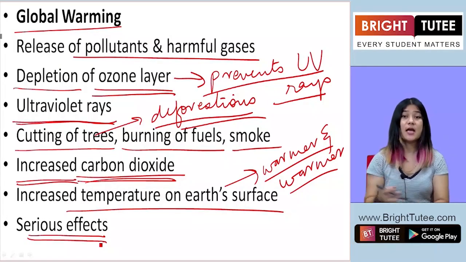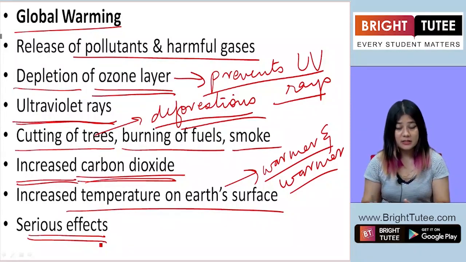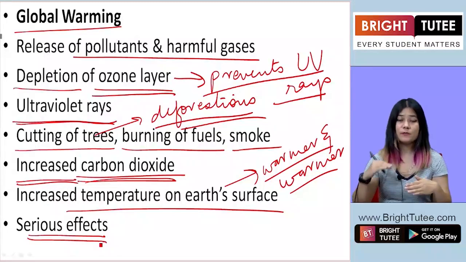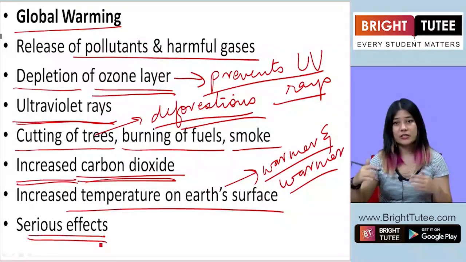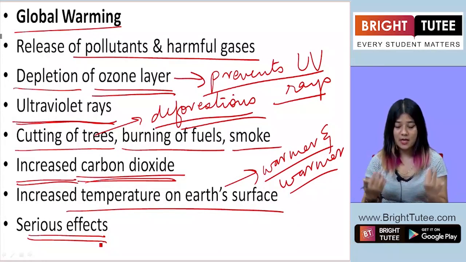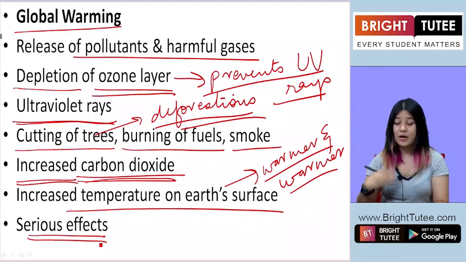And what is that? The mountains melt. The glaciers melt, the ice melts, and with that, the level of the sea or the ocean increases. With that, what happens? Flooding takes place. A submerging of more and more land mass takes place, and it has a harmful or serious impact on our livelihoods, okay, on our life.